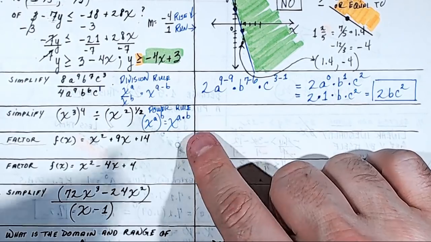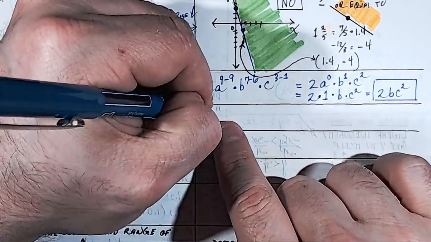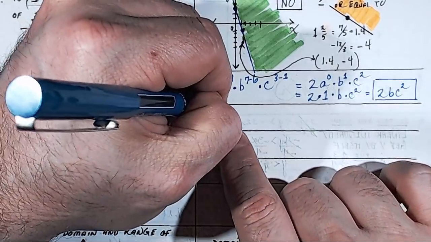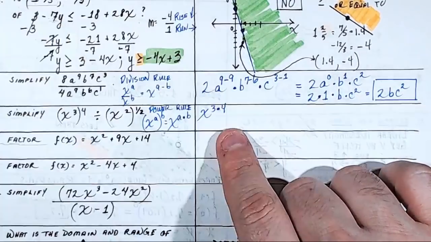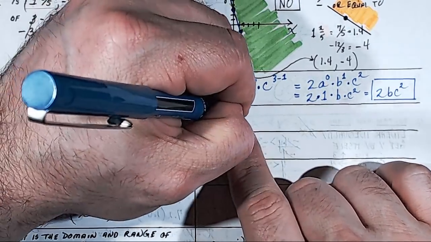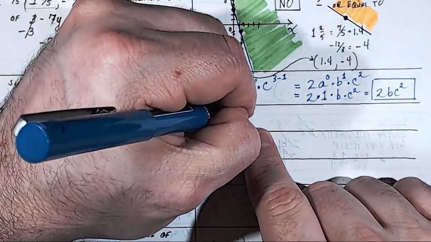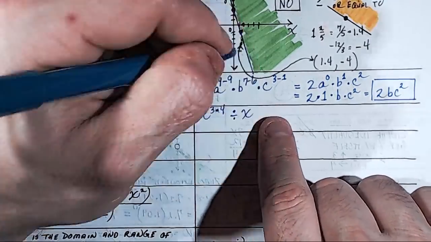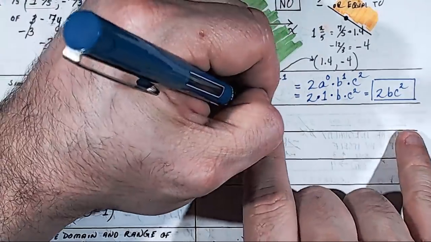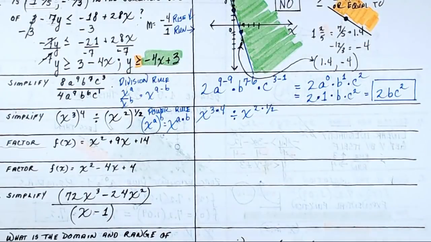So we will take x to the 3. We'll do it over here. I've got x to the 3 raised to the 4th power, which is going to be x to the 3 times 4. And that is divided by, we'll deal with the division later, x to the 2 raised to the 1/2 power. So that's 2 times 1 over 2. So 2 times 1/2. That's what I'm dealing with.